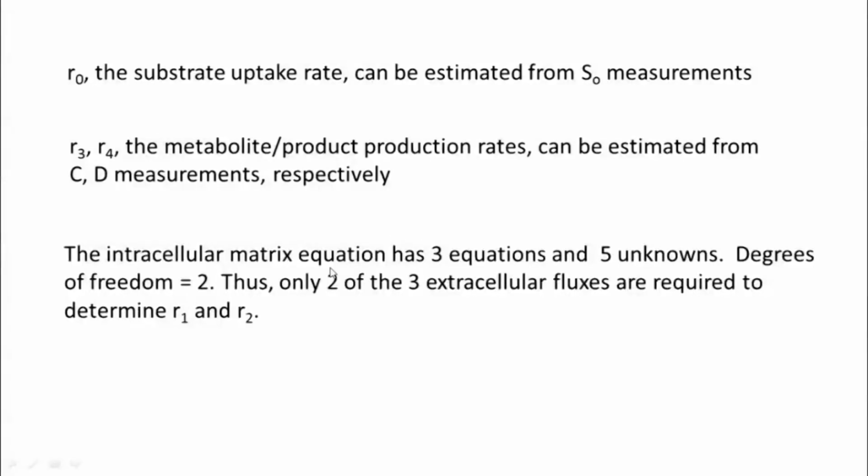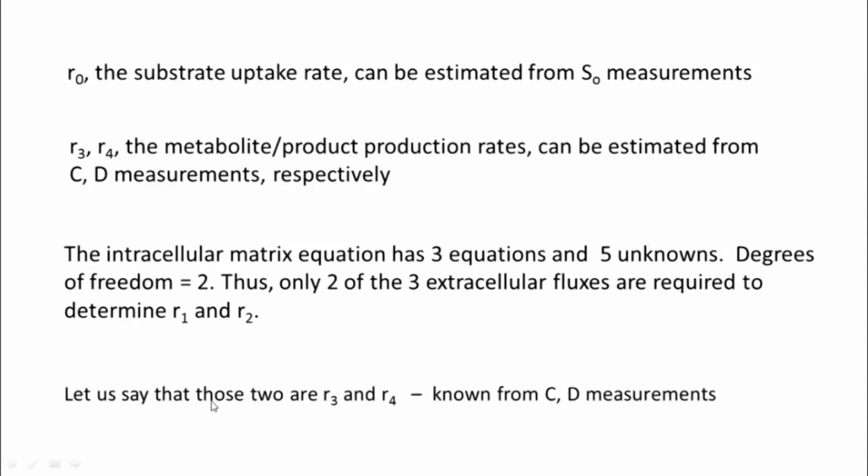The intracellular matrix equation has 3 equations and 5 unknowns, right? Number of equations, number of unknowns. You know the degree of freedom concept. The degrees of freedom is the number of independent variables that need to be known to solve the set of equations completely. We have 3 equations, 5 unknowns. So 5 minus 3 is 2. So we need 2 of the 3 extracellular fluxes to determine R1 and R2.